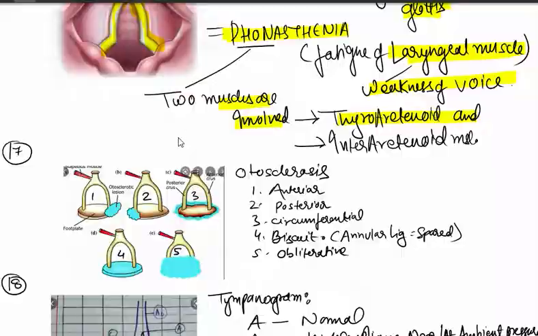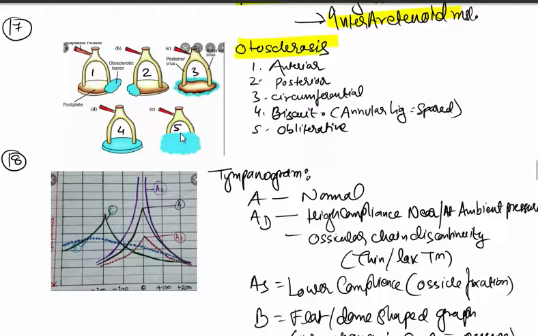Next one, otosclerosis. These five types of otosclerosis we have to remember. This is the anterior, this is the posterior, this is the circumferential, the fourth one is the biscuit type, and the fifth one is the obliterative type. In the biscuit type, the annular ligament is spared. This much we have to remember.